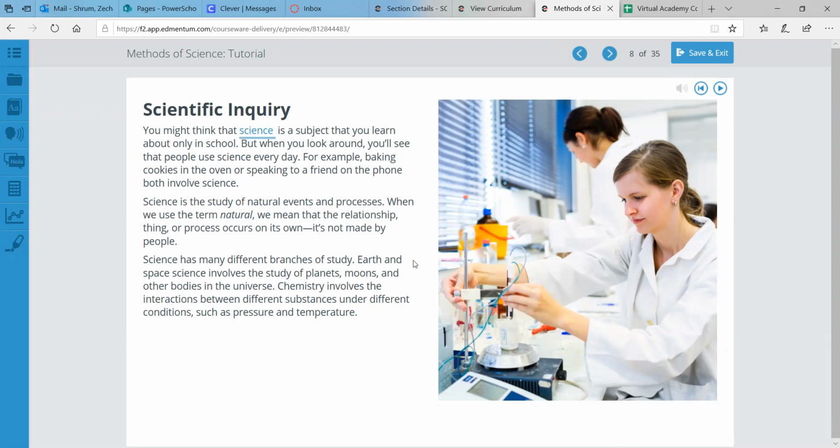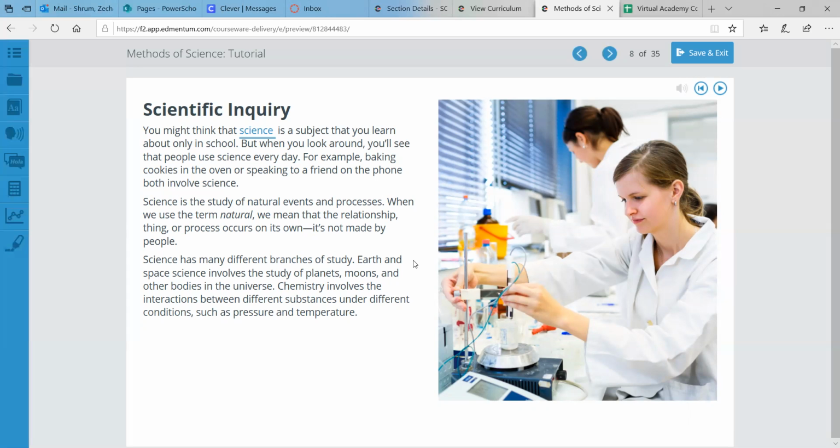Inquiry. So science is a subject you learn about in school, but everything involves science to some degree. Science is just the study of natural events and processes. So we use that when we cook. We use that when we construct buildings. We use that when we use our phones.